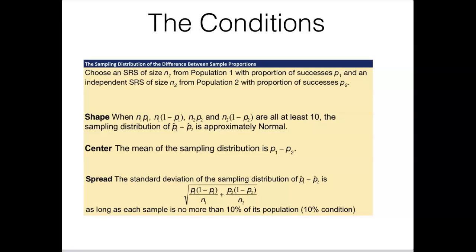All right, shape. When n1 p1 and n1 times 1 minus p1 and n2 p2 and n2 times 1 minus p2 are at least 10, the distribution of p1 hat minus p2 hat will be approximately normal. So you're just doing large counts for both samples. The mean of the sampling distribution is just p1 minus p2. And the standard deviation will be given by this formula.